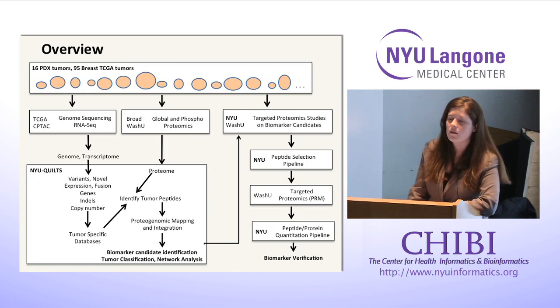downstream network analysis. So following this, we then come back with our biomarker candidates, and we come back to our original tumors, and then we do targeted proteomic studies on these candidates in order to verify the biomarkers. And I'll talk more about this step in the second half of the talk, so I'm just going to focus here on this new pipeline called Quilts.